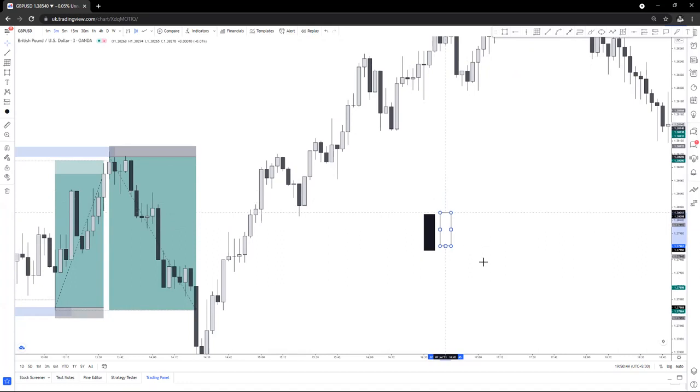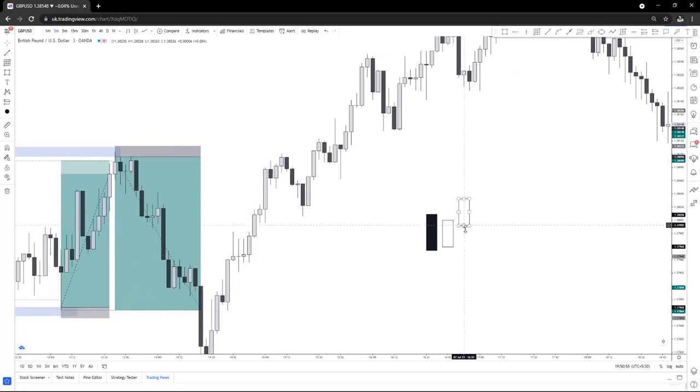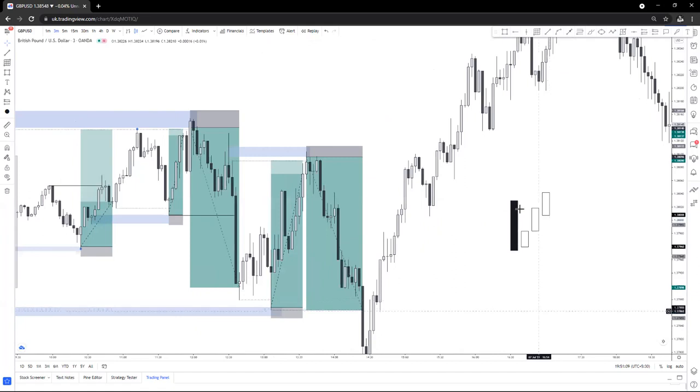If two candles engulf it like this, it's still an FU candle, because it has got engulfed. I hope it's clear. And now if there's three candles that engulf it, something like this, it's still an FU candle.